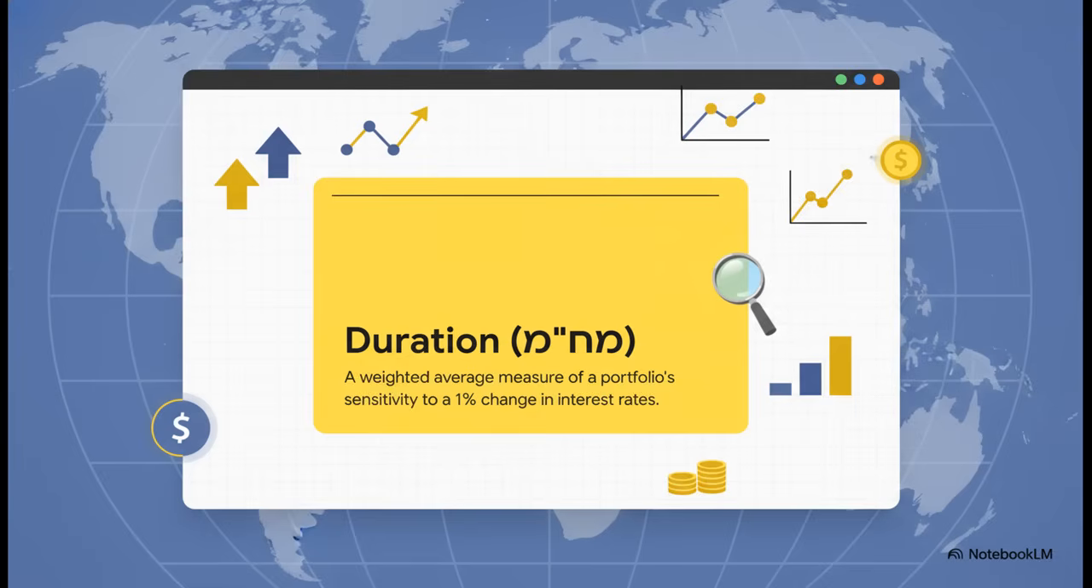Basically, all duration tells you is how much your portfolio's value is likely to change if interest rates move by 1%. Think of it like a weighted average of every single thing inside your portfolio. And you know what? We're about to calculate one, step by step.